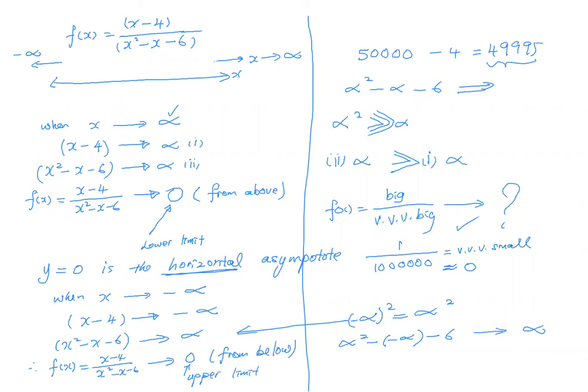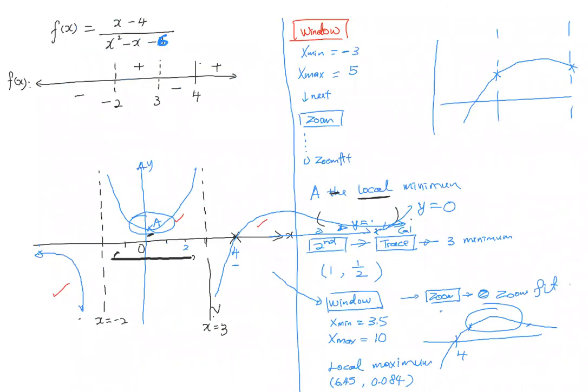For this location, that's why if I go to the graph, it will be like that. You see or not? From below. This is below 0. The graph is below y equal to 0. So it approaches from here. Are you okay?